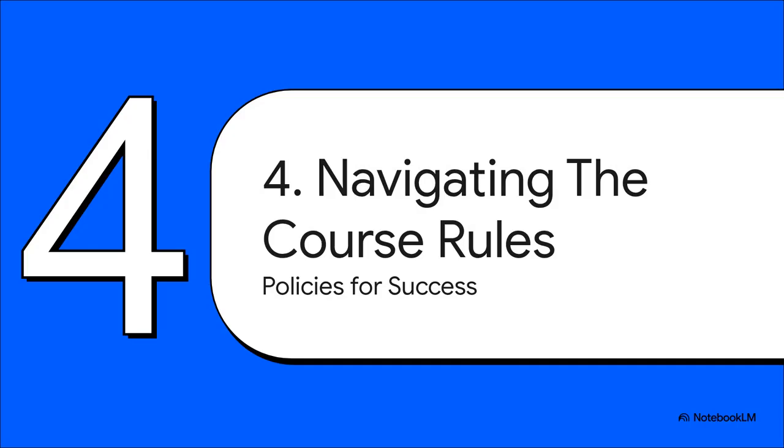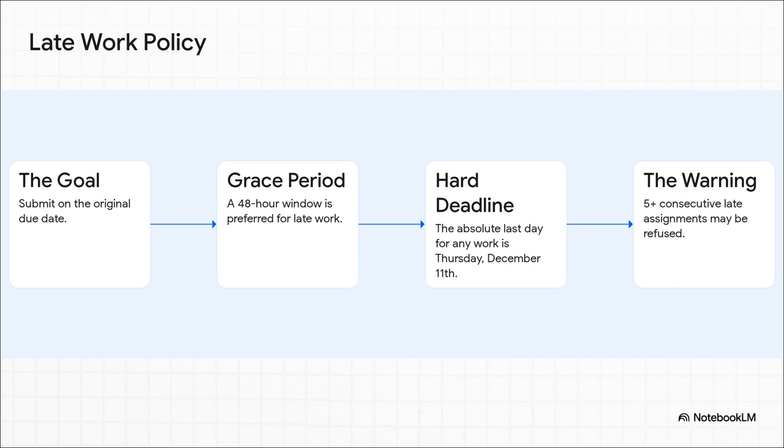Now let's talk about some of the key policies that make it all work, starting with what happens when life happens. The late work policy here is built to be flexible, but it has some structure. Obviously, the goal is to hit the original due date, but there's a preferred 48-hour grace period if you need it. Now, the absolute final, no-kidding deadline for any assignment is Thursday, December 11th.